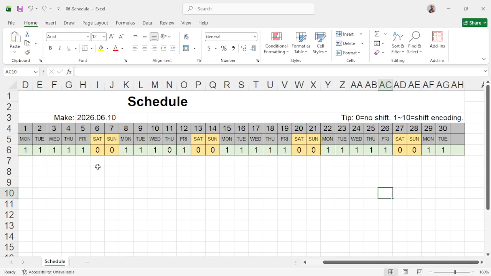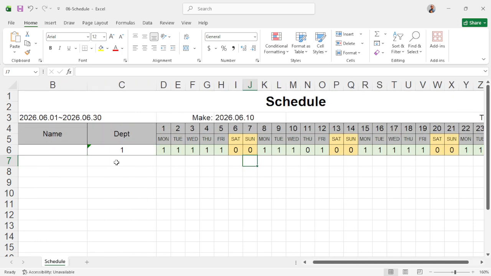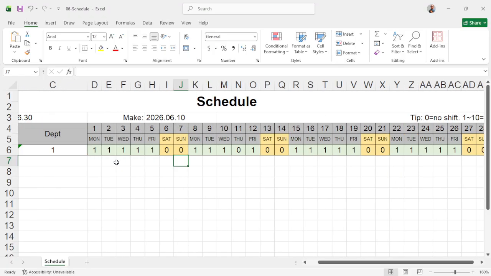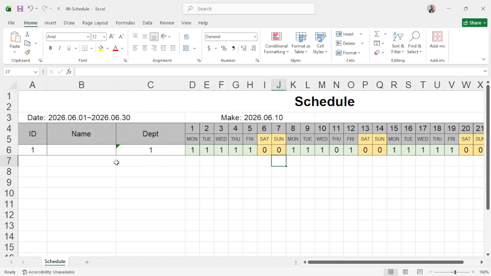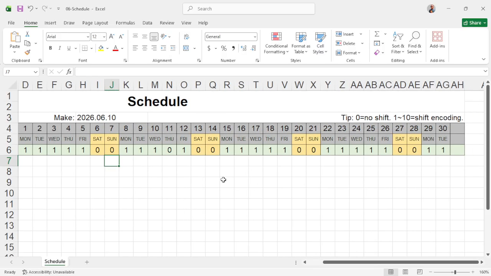So if someone is expected to work Saturday and Sunday also, there would be ones here. Now, what does 1 mean? 1 is the shift that this person is allocated to. In this case, we only have one user registered here, user number 1. If we had user number 2 or number 3 here, others would have had 2s here, others would have had 3 instead of 1, because that's the shift that they are assigned.